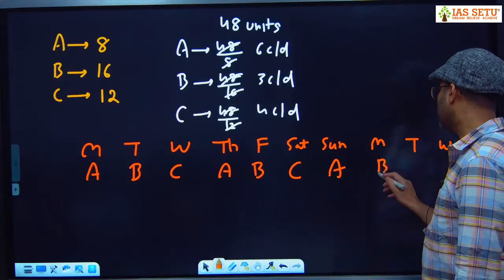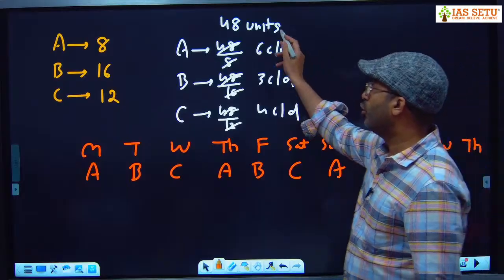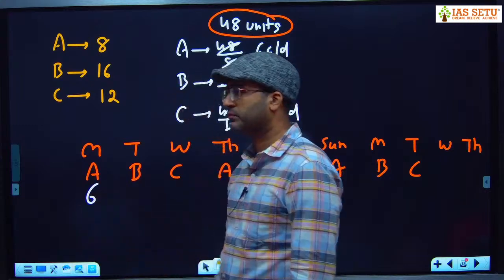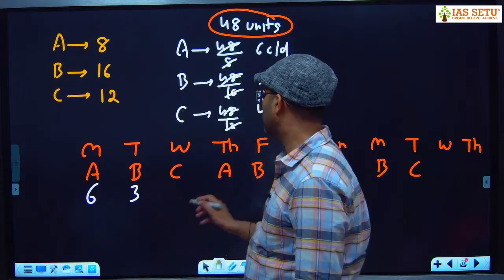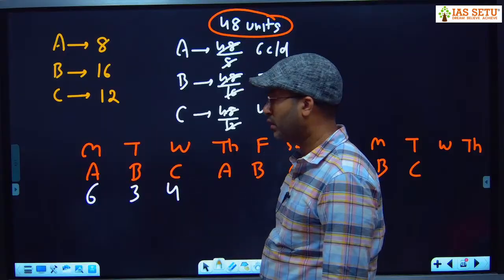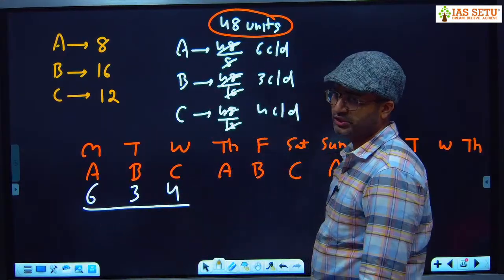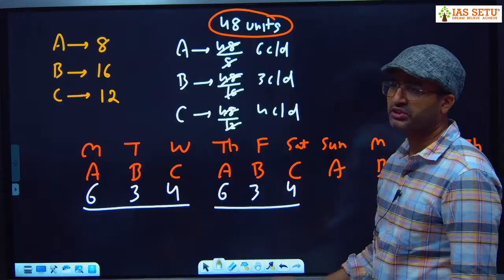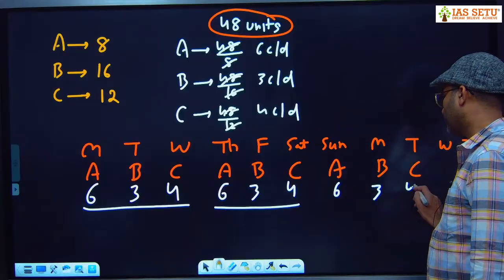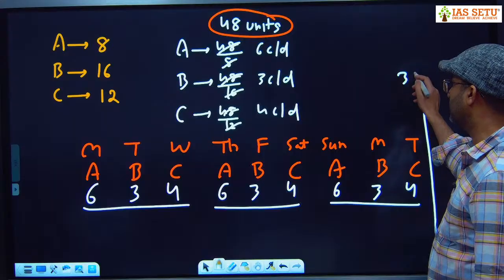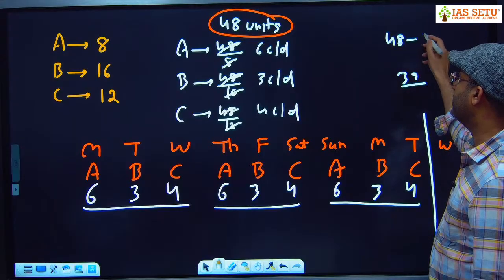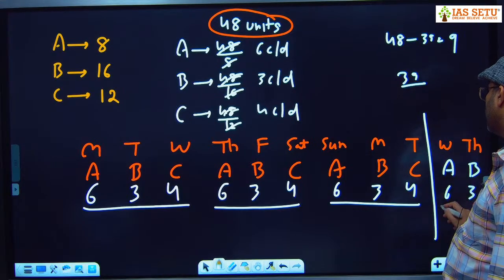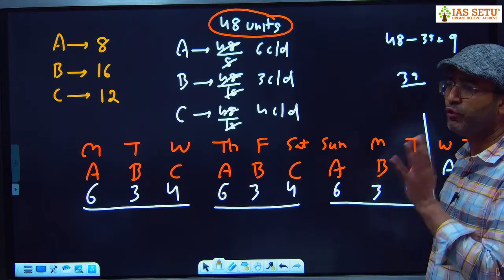A, B, C, A, B, C. Total work is 48 chair. First day A will make 6 chair. Next day B will make 3 chair. C will make 4 chair. So together in 3 days they make 13 chair. ऐसे 13, 13. 6, 3, 4. Again they make 13 chair. Then 6, 3, 4. Total 39 chair done. But work was 48 chair, remaining chair 9. After C, A will work, then B, 6, 3, 9. You can check exact 48 chair complete.